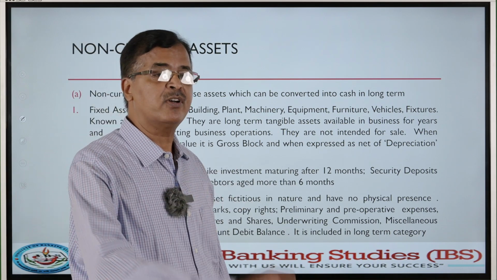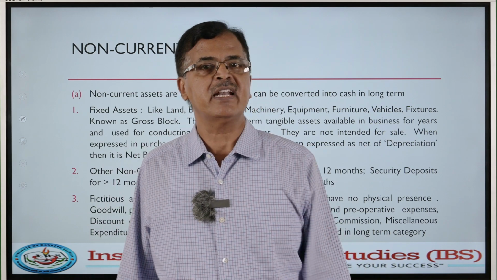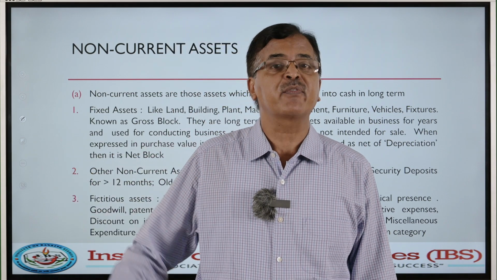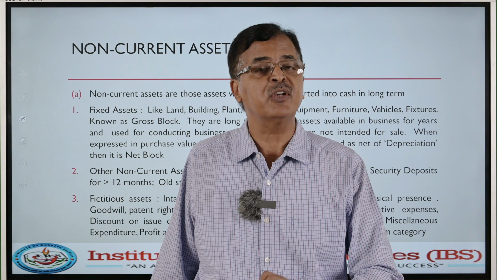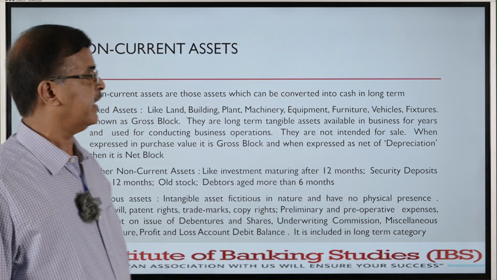Similarly, suppose a fixed deposit is in the bank and you have marked a lien on the fixed deposit for getting a letter of credit facility. That fixed deposit you cannot encash shortly. So that is also a part of non-current assets.